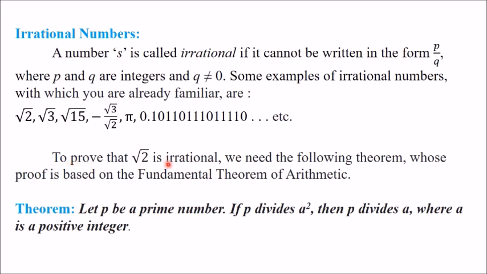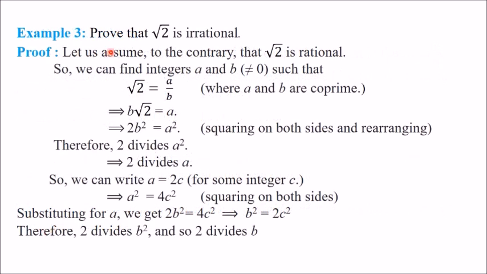To prove that root 2 is irrational, we need the following theorem, whose proof is based on the fundamental theorem of arithmetic. The theorem is stated without proof: let p be a prime number; if p divides a square, then p divides a, where a is a positive integer. Prove that root 2 is irrational. So here it is proved.